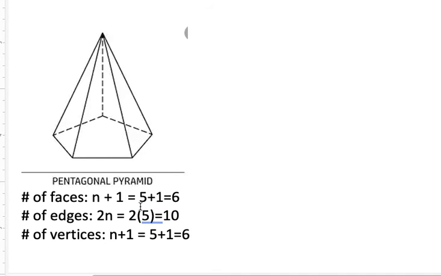So you've got to watch the wording, to see if they're asking for pyramids or if they're asking for prisms. And you can use the formulas, or you can just Google pictures and look at the pictures, and I can kind of figure it out. And then I make sure that they fall in line with the formulas.